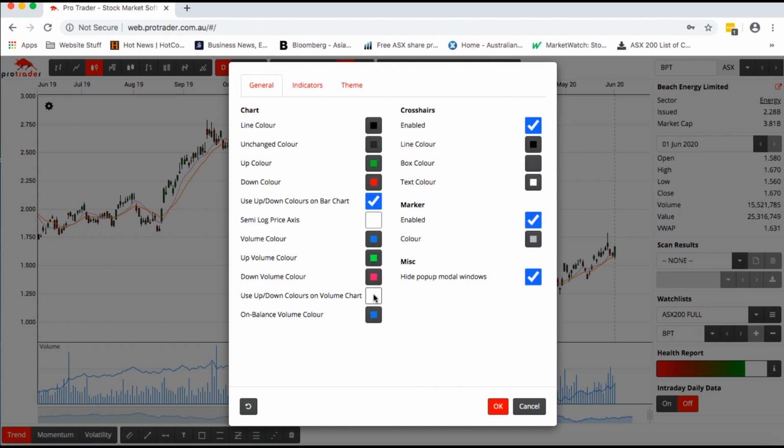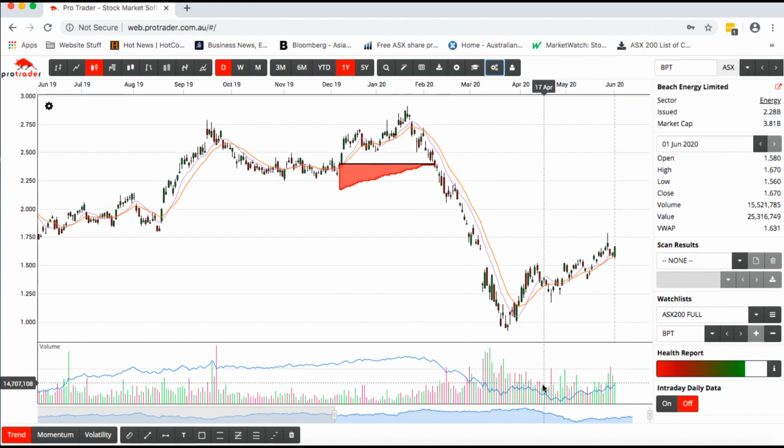You can change things like the volume. Let's say you want to have the volume chart down here. See, now it's green for up days and red for down days. The whole lot, the software can be completely designed and customized to meet your individual needs. So all of that can be changed in this settings section.